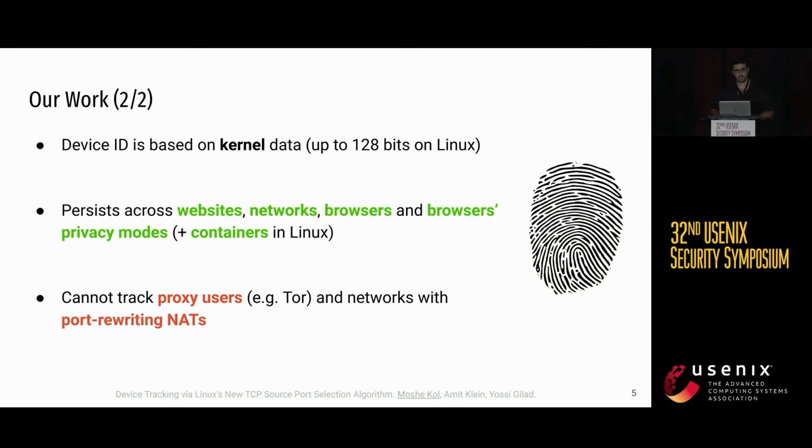And I should note here that our attack relies on seeing the device-generated source port, and as such, we cannot track users that hide behind a forward proxy, for example, Tor users, and we cannot track users that access the internet via a NAT router that has a port rewrite policy.